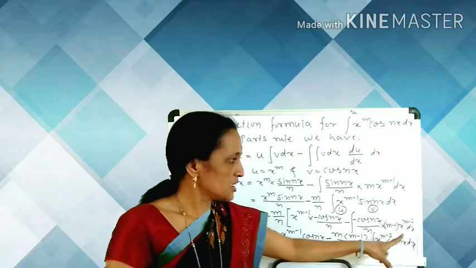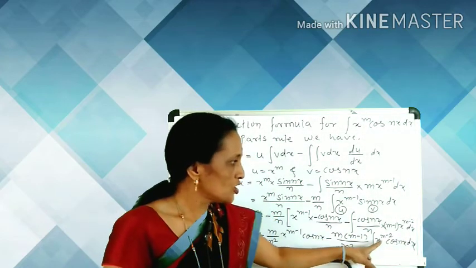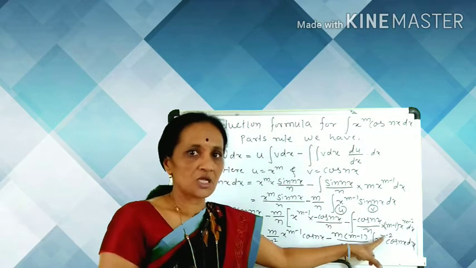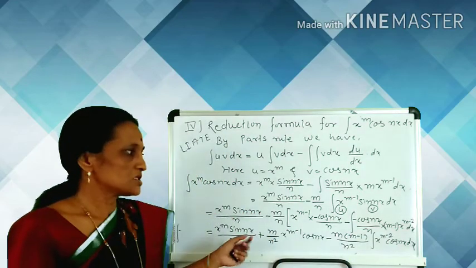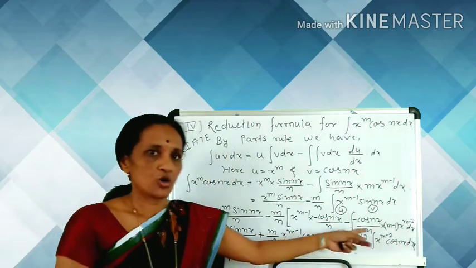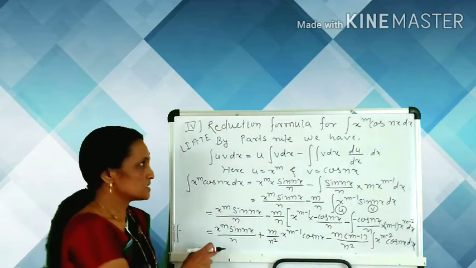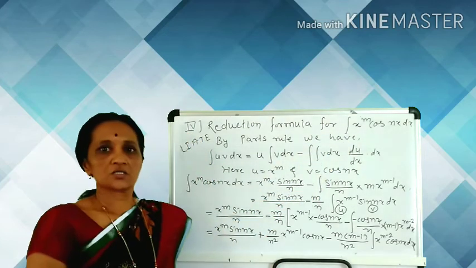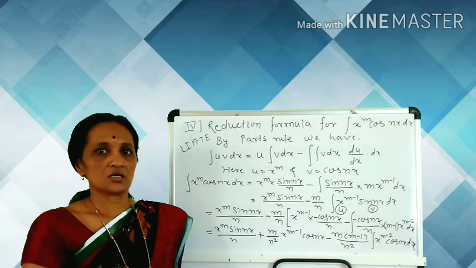Here one is the algebraic function, another is the cosine trigonometric function, and the power of the algebraic function is reduced by 2. This means there is a reduction for the algebraic function, and so we say that this is a reduction formula for the integral of x raised to the m cos nx dx.